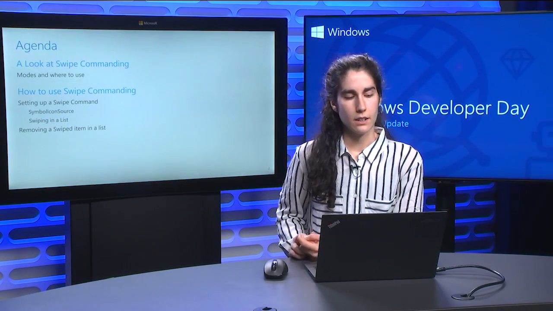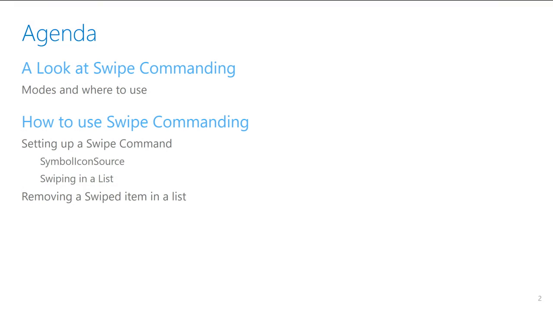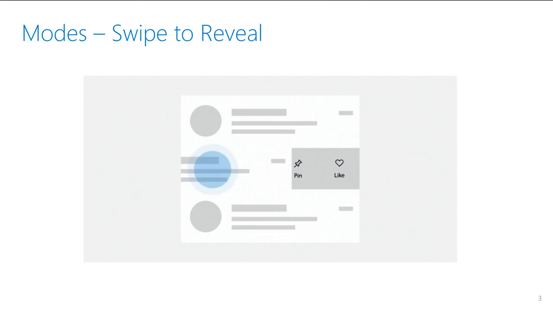So swipe commanding, we're going to take a look at the modes that it has, and we're going to take a look at how to set it up and how to remove it from a list. It's most commonly used in lists, but it can be a standalone. So swipe has two major modes.